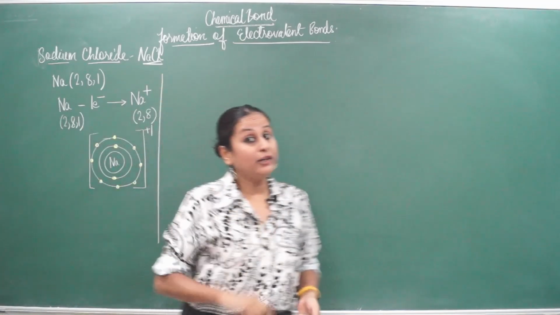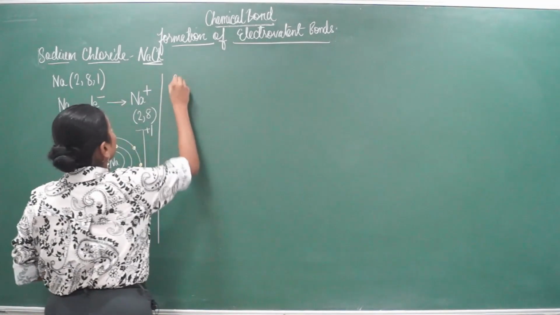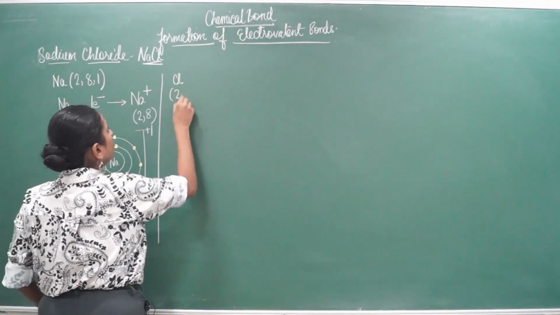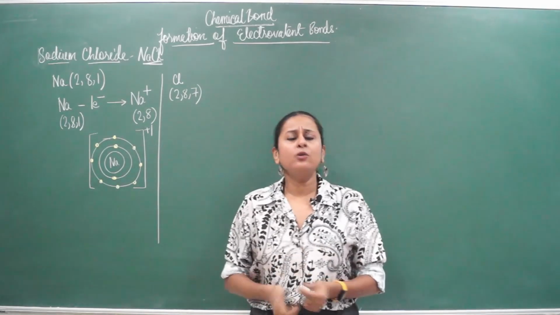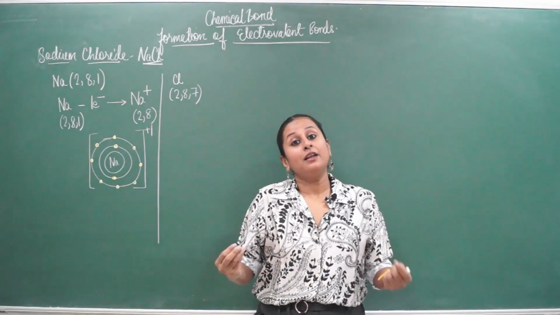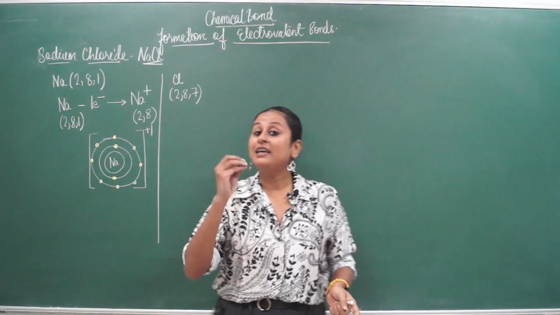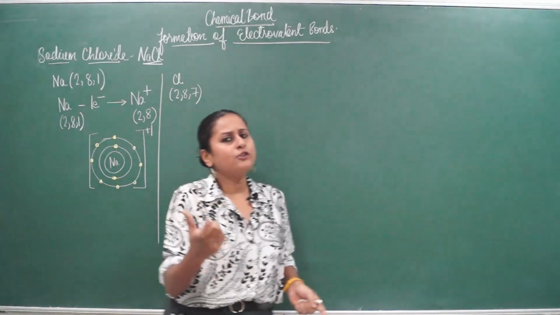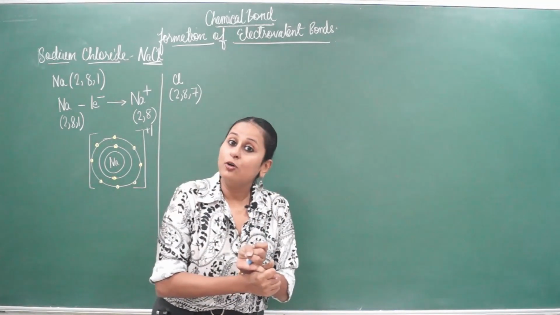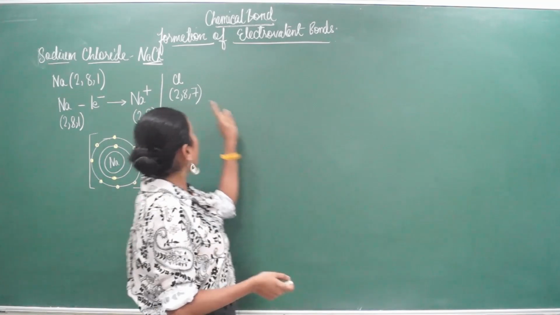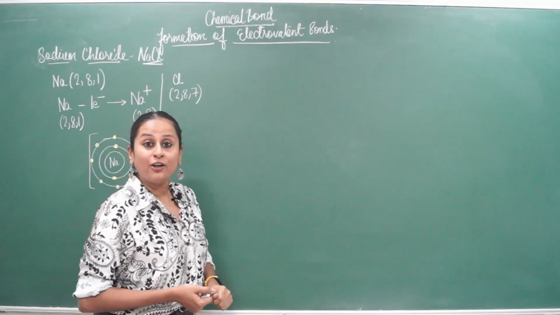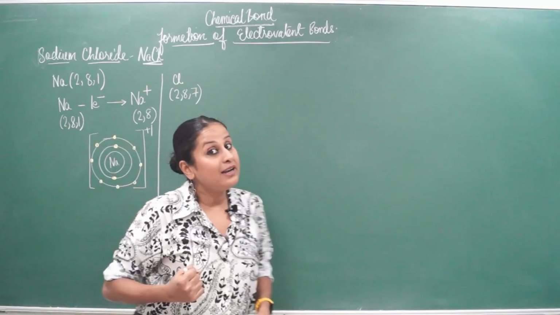What happens to chlorine? Chlorine has a configuration of 2,8,7. So what will this chlorine do? Again, to get chemical stability, what is it going to do? It wants to become like its nearest noble gas, or simply you can say it wants to complete its octet. So how can this chlorine complete its octet? It can gain one electron.